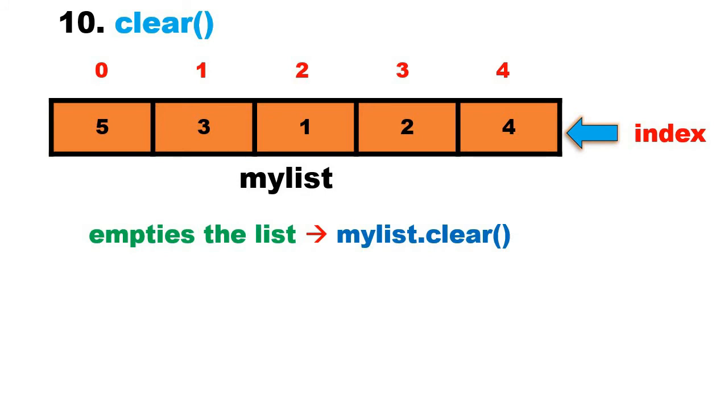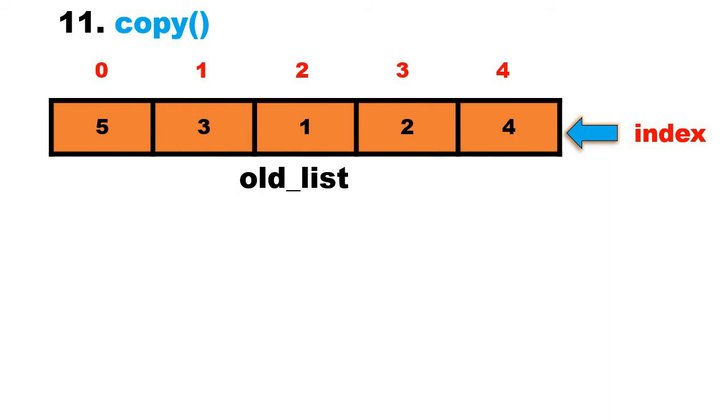Finally, we are going to see copy. Here, if you want to copy one list into another list, you can use copy. So this is the old list. I have taken another example and given it the name old list, with index starting from 0 and ending with 4.